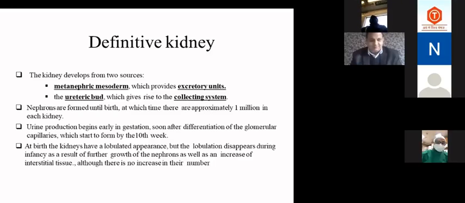Urine production begins early in gestation, soon after the formation of the nephrons, which start to form by the 10th week. At birth, the kidneys have a lobulated appearance, but the lobulation disappears during infancy as a result of further growth of the nephrons, as well as an increase in the interstitial tissue, whereas there is no increase in the number of nephrons.